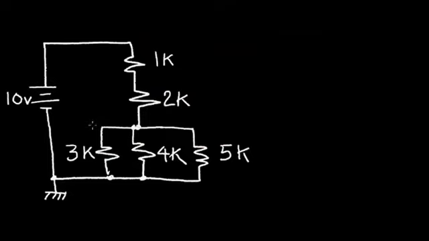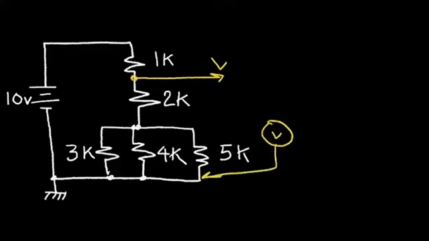Let's solve another resistor problem. Here I have a battery of 10 volts applied to a resistor network. Here I have two resistors in series, and at the bottom I have three resistors in parallel. I want to find the voltage at this point. Let's call it V. And what I mean is, if I put a voltmeter from ground to this point right here, what do I measure? What voltage do I read?